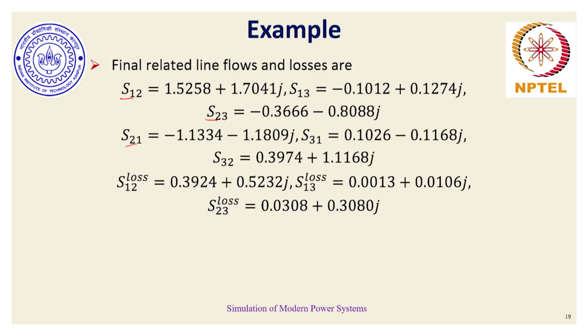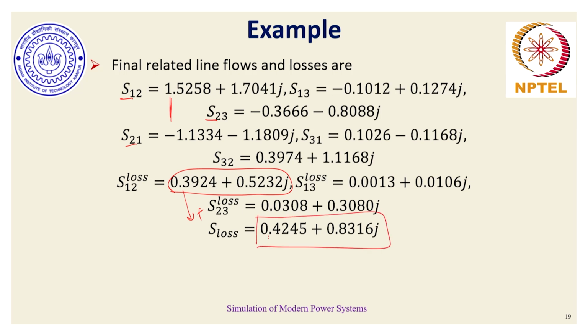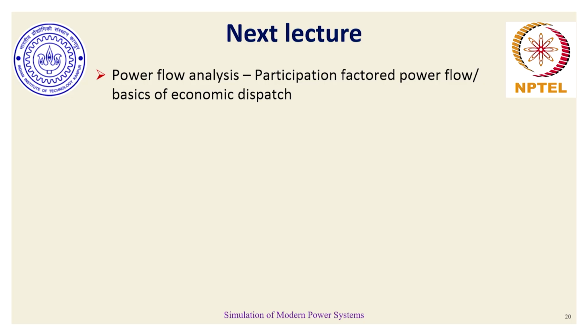And eventually, if you add these two flows, you will be able to find individual line losses. These line losses added together result in the total system loss, where this is P loss, the total system active power loss in the overall network. With this, I conclude this discussion, and the next discussion will be on participation factored power flow.